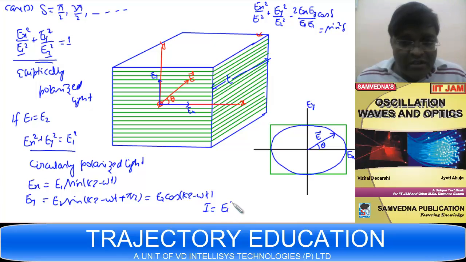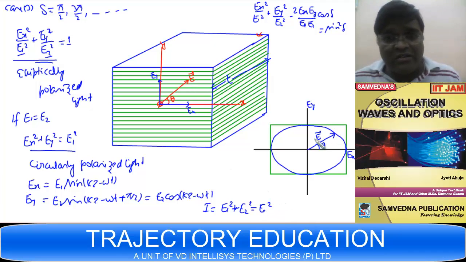If you talk about intensity, it is E1 square plus E2 square, right? It is E0 square. The intensity doesn't change. Intensity changes only when you have certain losses of energy. You don't have any loss of energy involved over here, so intensity remains E0 square. Intensity does not change when the light is passing through this calcite. It only undergoes double refraction, and after that it will superimpose and give you the light.